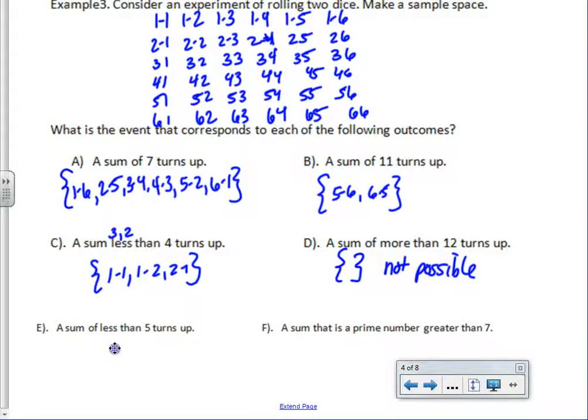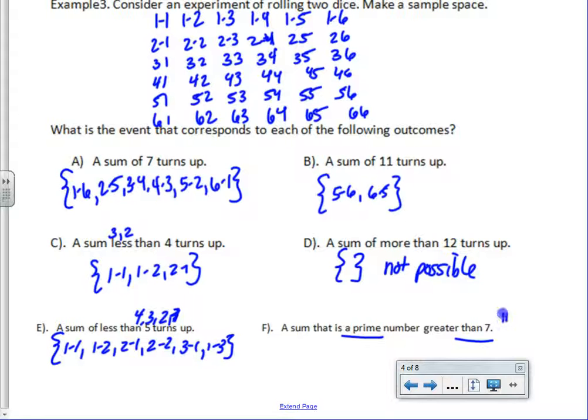A sum of less than 5 would be 4, 3, 2, 1. So start with the easy one, oh, can't get a 1. Start with the easy one too: 1, 1, and then 1, 2, 2, 1, 2, 2, and a 3, 1, and a 1, 3. Did I forget that one? Down here, 1, 3. Okay.